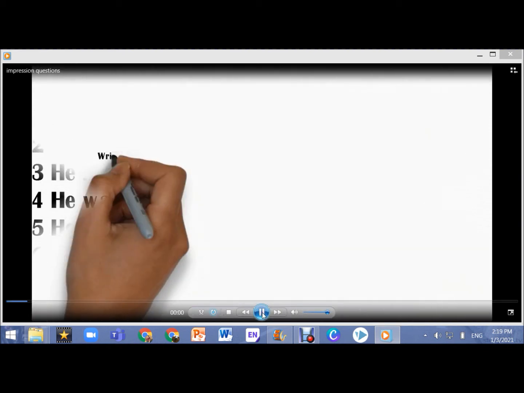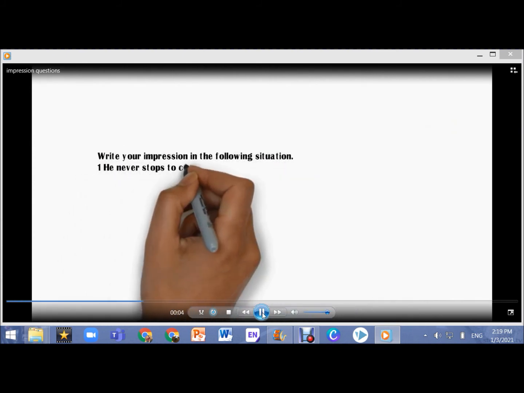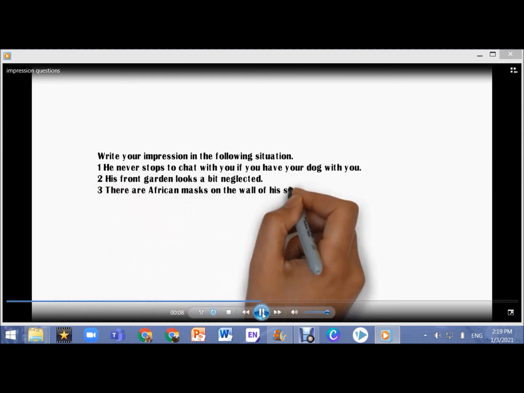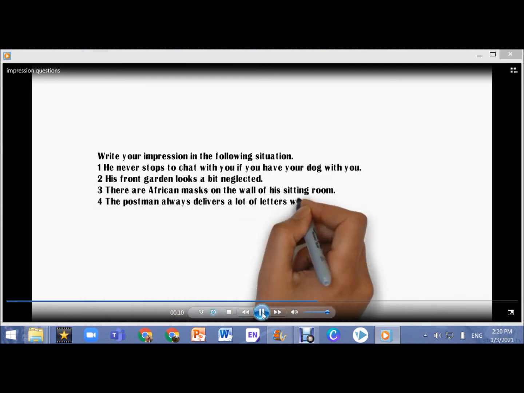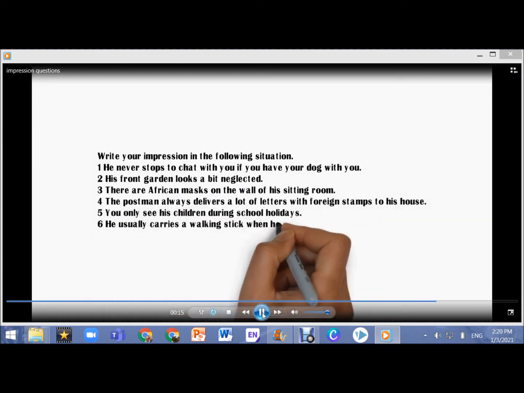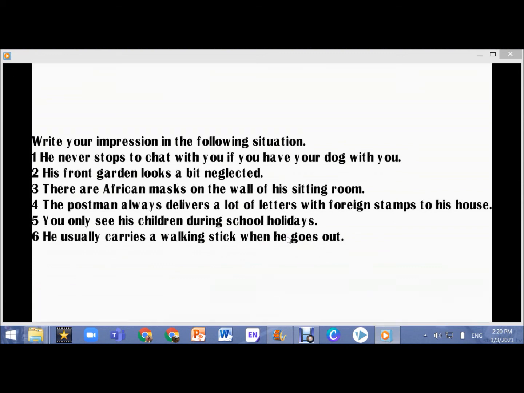Okay, let's start the last type of question: writing your impression in the given situation. How you need to solve, how you need to write your answer, I would like to discuss with you at last. Let's say they will ask you to write your impression in the following situation. They will give you a situation, and will not ask you to rewrite. Just the situation will be there.